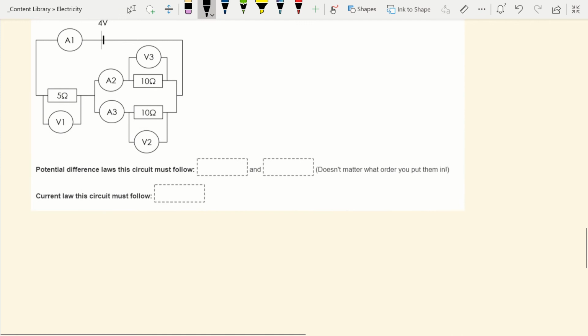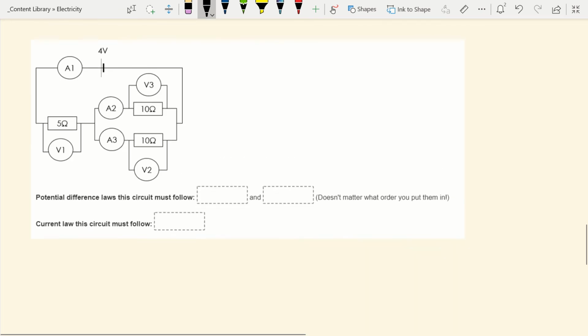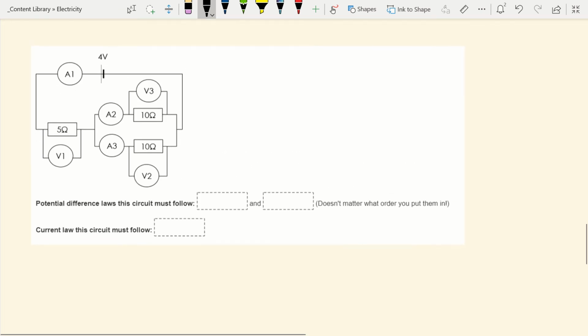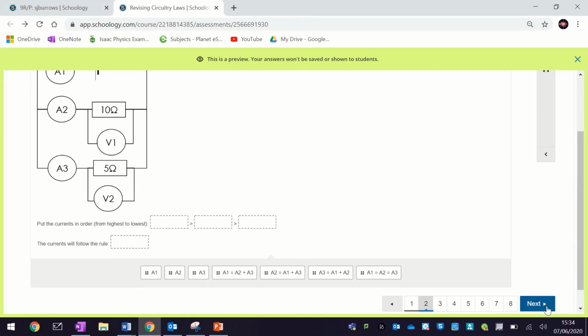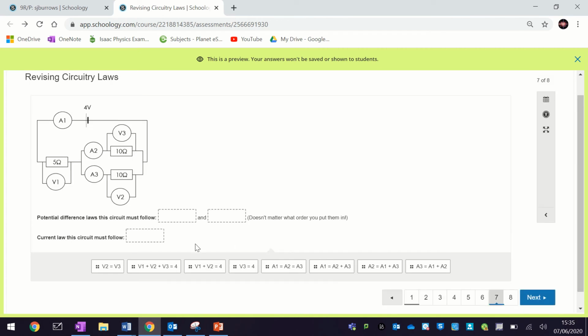Okay, so let's look at our last circuit, which I broke down into two questions, but we've got a combination of parallel and series. So, the potential difference laws this circuit must follow. There are a few options for this, so let's scroll to that question and see what the options were. The options are: V2 equals V3, V1 plus V2 plus V3 equals 4, V1 plus V2 is equal to 4, or just V3 is equal to 4.